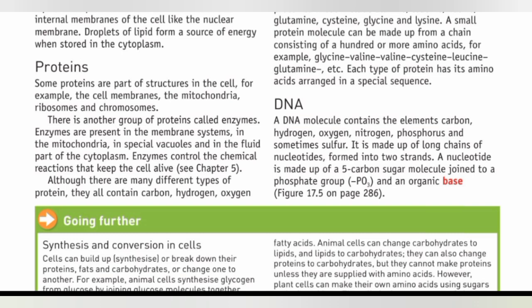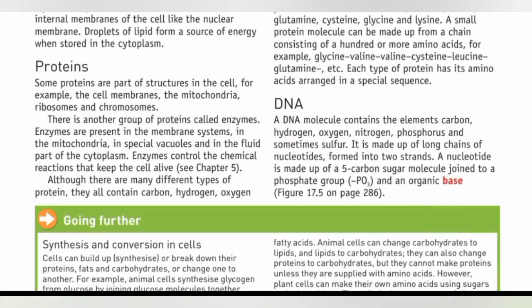Proteins are present in every living cell and they perform many different functions. In this lecture, we will learn what proteins are, the elements present in proteins, amino acids and how proteins are formed, and the role of proteins and enzymes in the cell. So let's begin. Here is the first question: what are proteins?